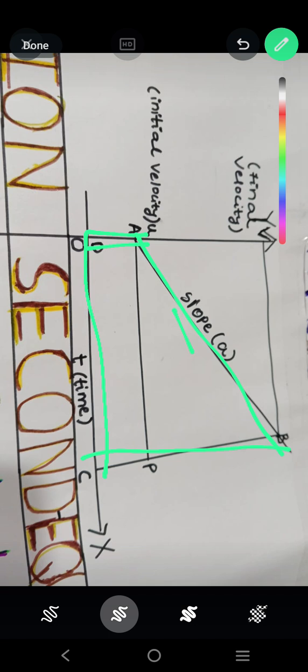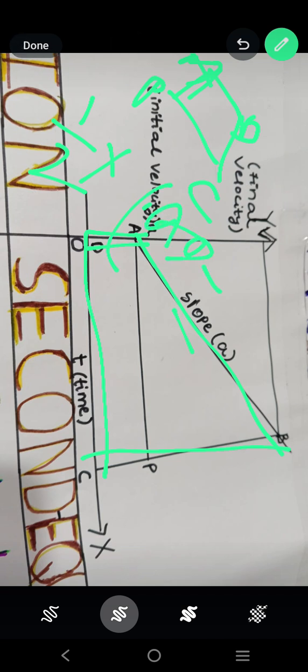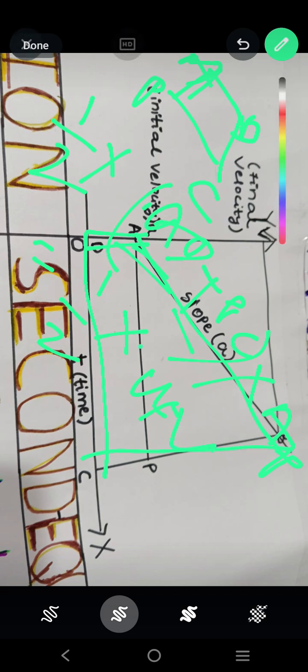Now if I flip it, this will be A and this will be D, AD, just wait, ADPC. So half into sum of parallel sides, AD plus PC, into height. What is our height? AP is our height. So half into AD, which is u, and PC means v. So u plus v, plus height, and AP is the height, which corresponds to time. So t is equal to v minus u by a. Let me tell you one thing.